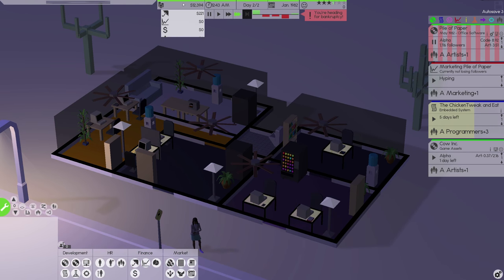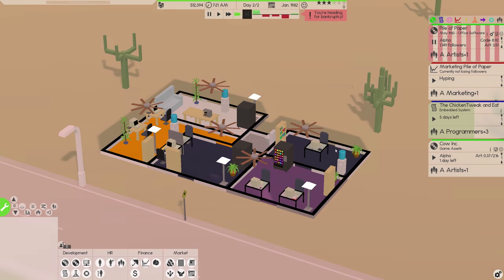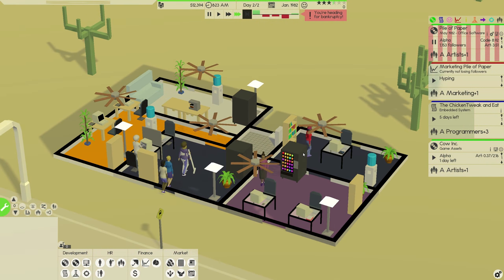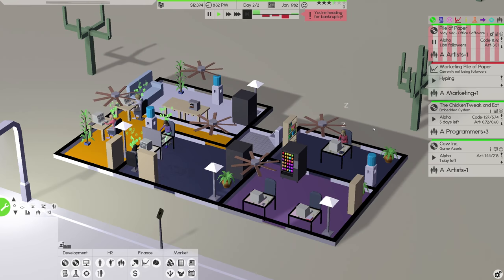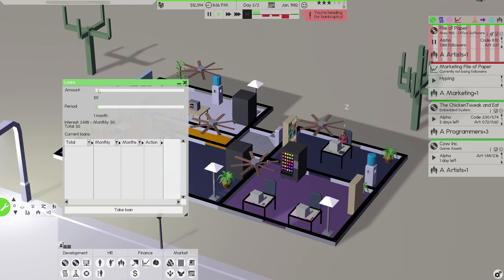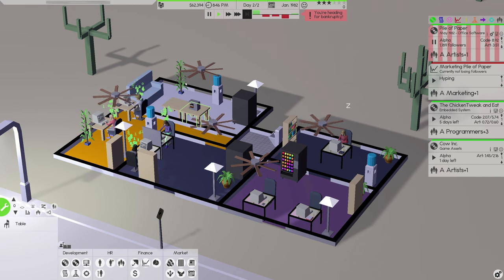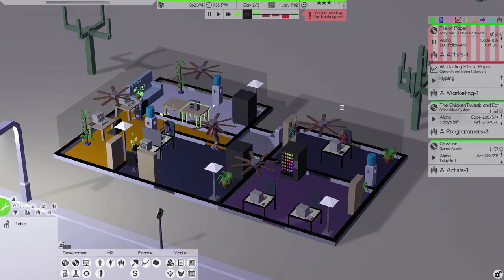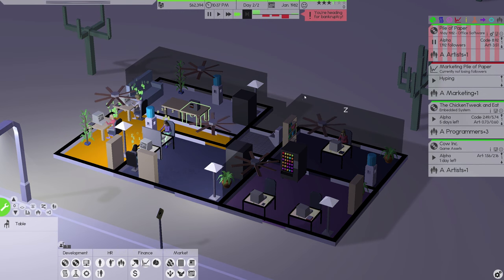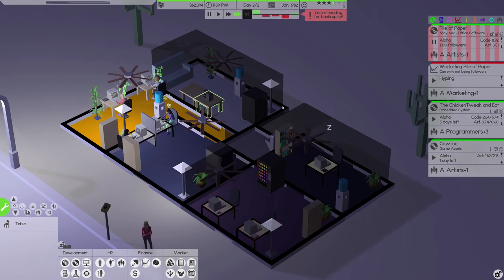Oh boy, oh boy, oh boy, 12,000 in the bank. That is not going to be enough. That's absolutely not going to be enough. Well, as you can see, it's at the end of the day and we're running a little bit low on money, so what I'll do is I'm going to take a $50,000 loan and we're going to pay it back over the course of 24 months, which brings our monthly costs a little bit up by $3,000, but at least we're not going to be bankrupt the next day.